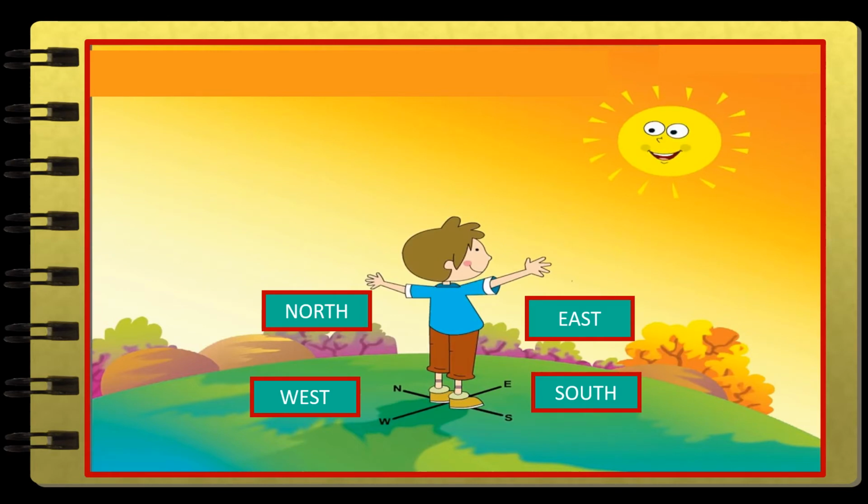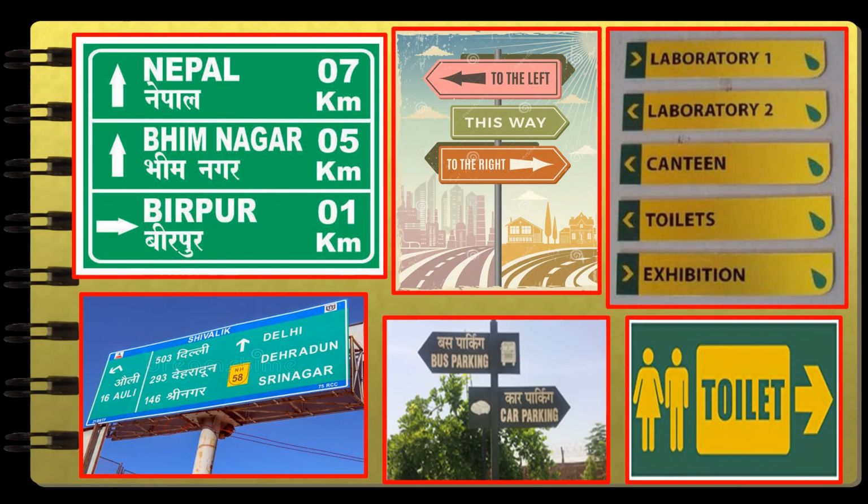Once again, children, imagine you are this little boy looking at the sun, and when you're looking at the sunrise, you know it is the east. Behind you is the west. To your left hand or the left arm is the north. And towards your right arm is the south. So I hope it is very clear, children, to you the four main directions.